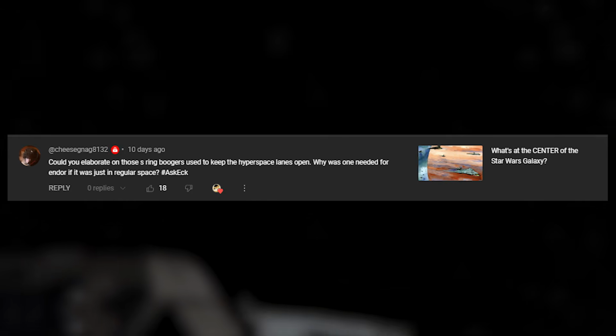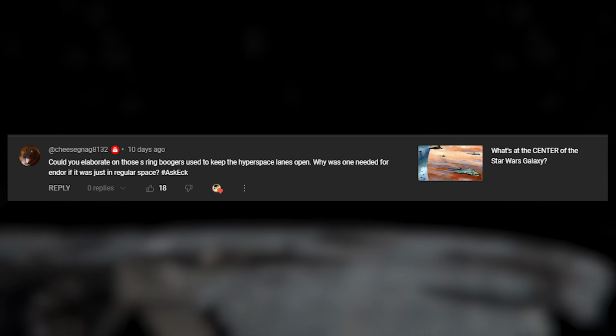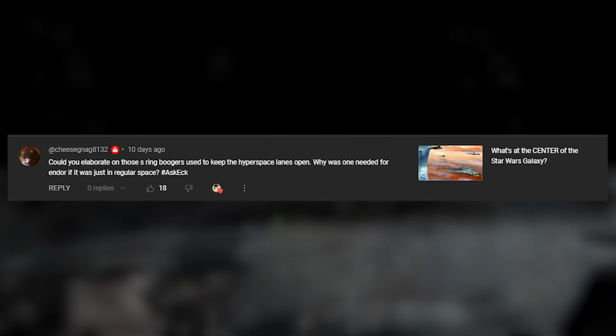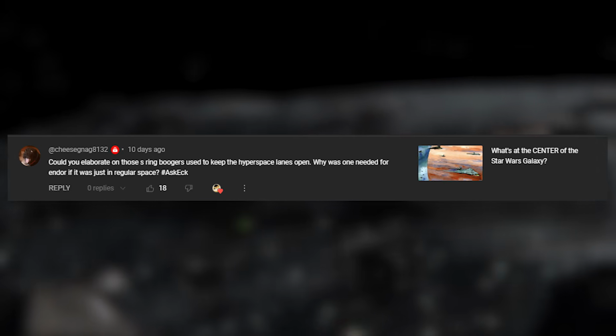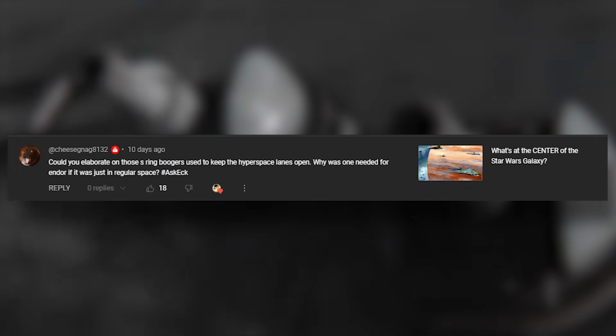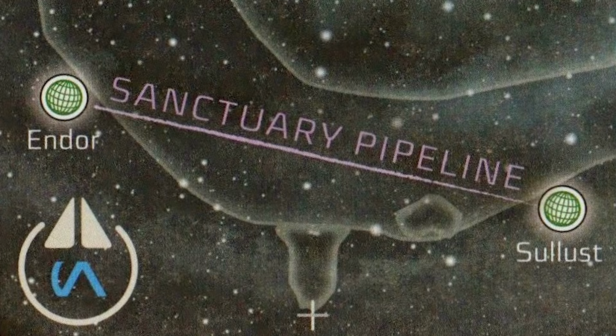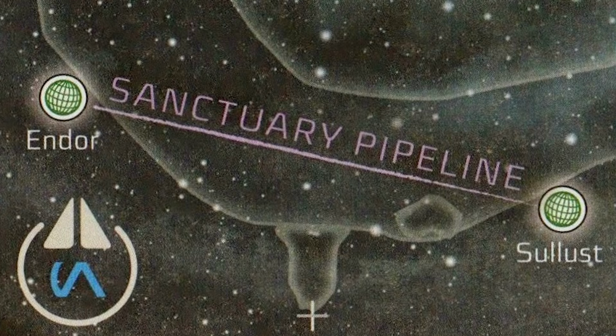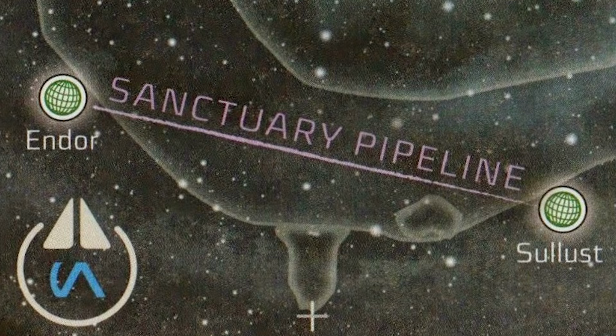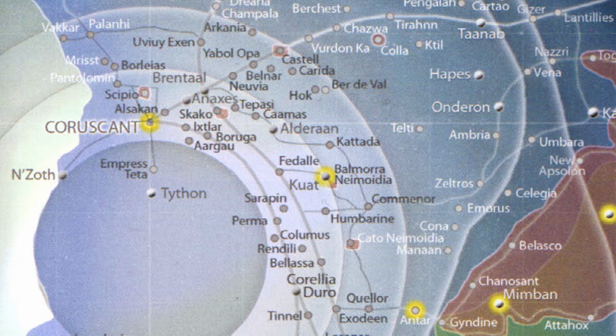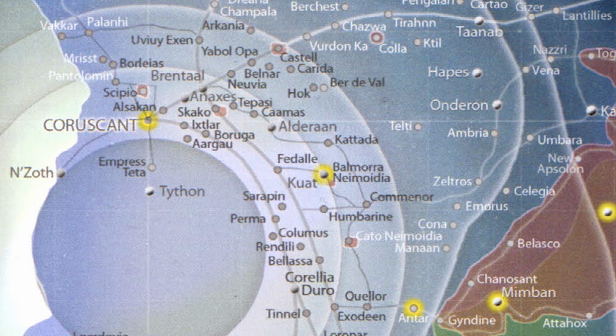So today's question comes from Cheese Gang, who says, could you elaborate on those S-ring boogers used to keep the hyperspace lanes open? Why was one needed for Endor if it was just in regular space? For one, I love the not boosters but boogers, but what he's referring to is the Sanctuary Pipeline. This was the hyperspace lane the Empire maintained so that the second Death Star could be constructed in secret. It was in fact held open by what were known as S-thread boosters.